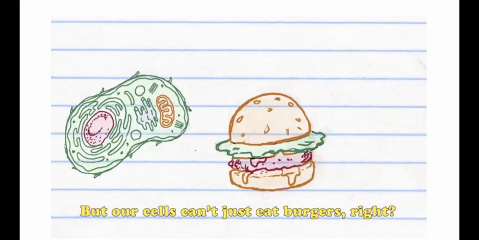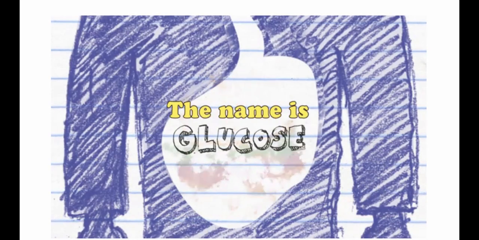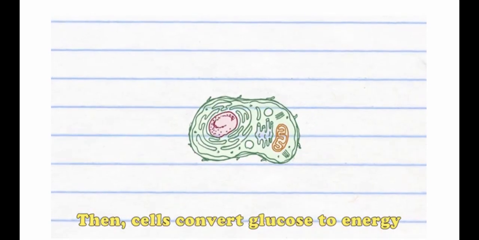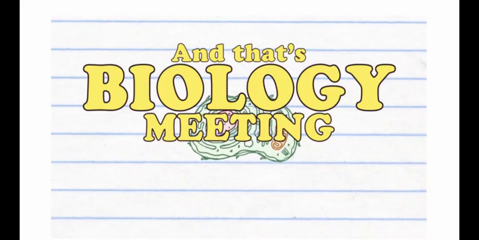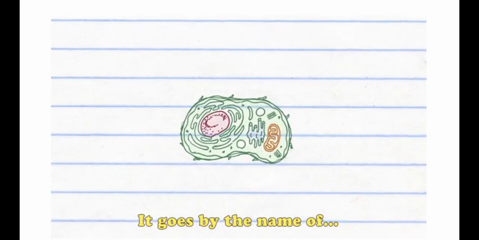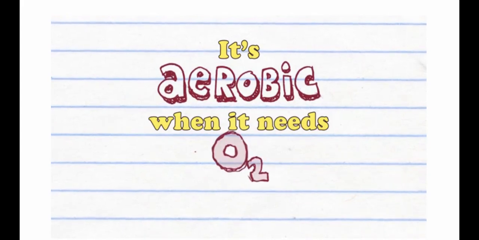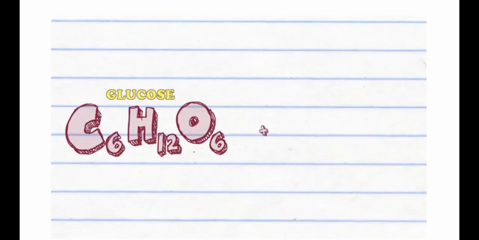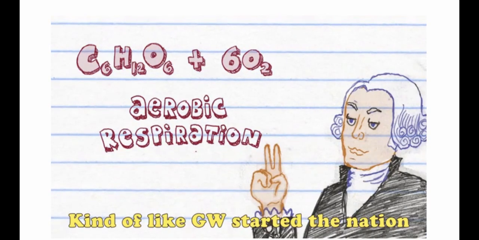But our cells can't just eat burgers, right? Our bodies breaking food down, the name is glucose. The simple sugars that our cells need the most. Then cells convert glucose to energy, and that's biology, meeting chemistry. Glucose to energy, there's no debating. It goes by the name of cellular respiration. It's aerobic when it needs oxygen, like the Revolutionary War needed Washington. Glucose and oxygen starts aerobic respiration, kinda like GW started the nation.